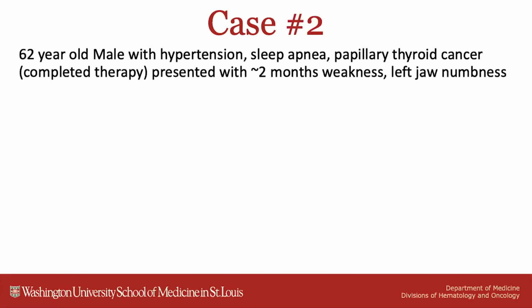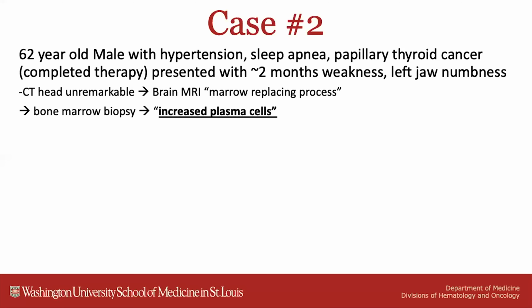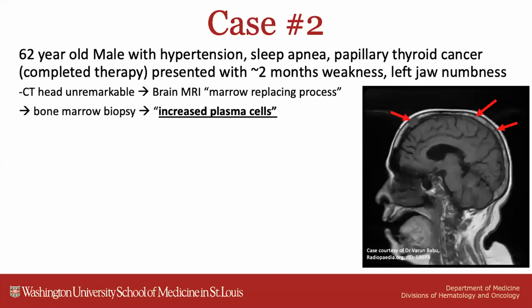Thank you, everybody. So we'll go ahead and move on to case number 2. So case number 2 is about a 62-year-old male with hypertension, sleep apnea, a history of papillary thyroid cancer that's been completely treated, who's presenting with 2 months of weakness and left jaw numbness. So the patient underwent a CT scan of their head, which was read as unremarkable, but then they had a brain MRI to follow up the CT scan that showed what the radiologist characterized as a, quote, marrow replacing process.